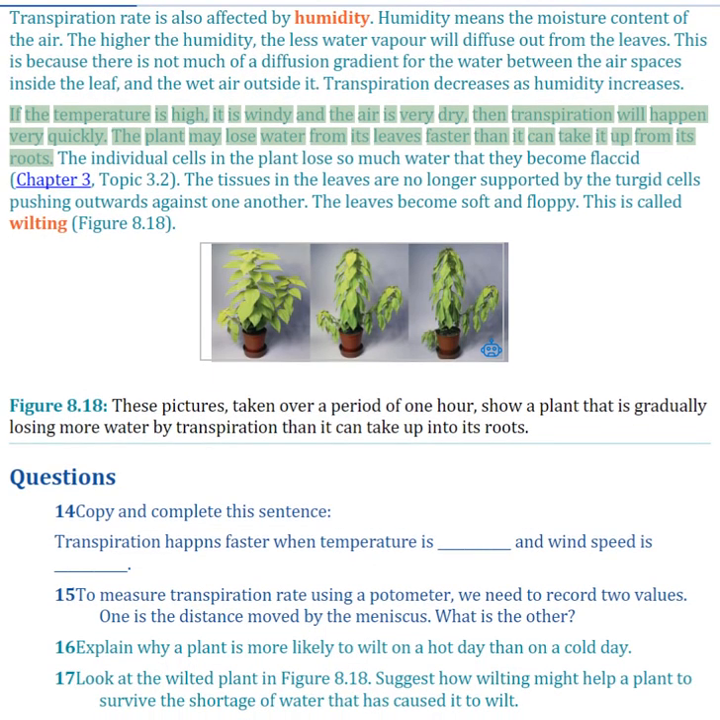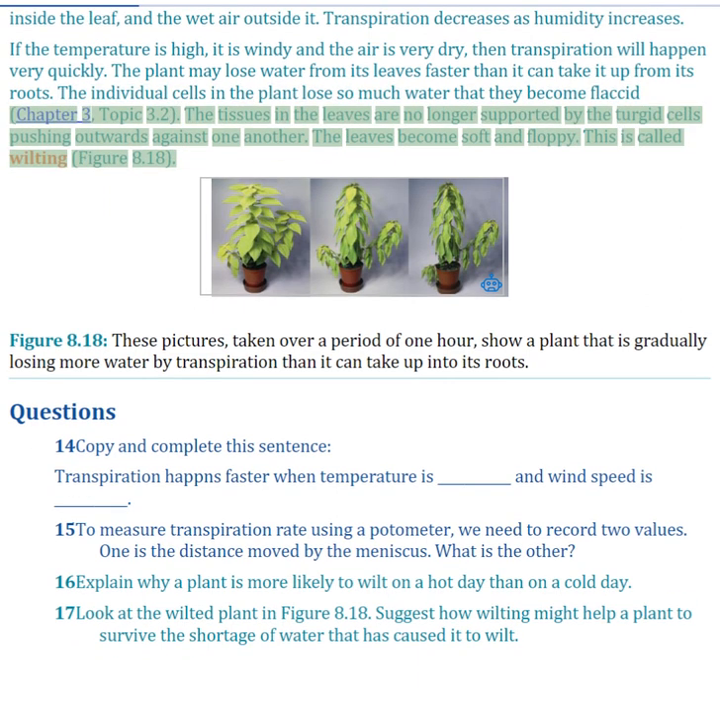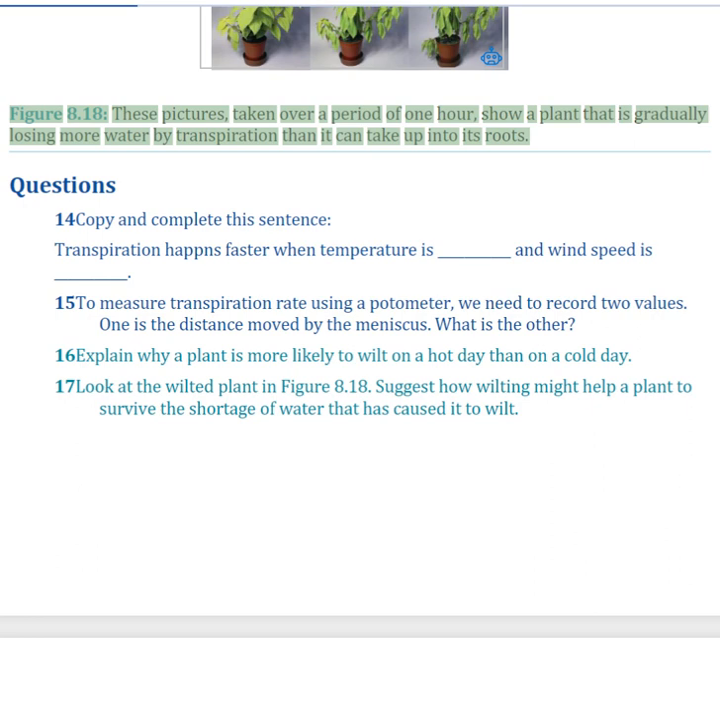If the temperature is high, it is windy and the air is very dry, then transpiration will happen very quickly. The plant may lose water from its leaves faster than it can take it up from its roots. The individual cells in the plant lose so much water that they become flaccid. The tissues in the leaves are no longer supported by the turgid cells pushing outwards against one another. The leaves become soft and floppy. This is called wilting.